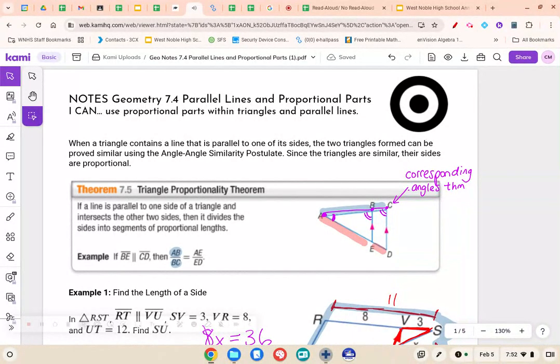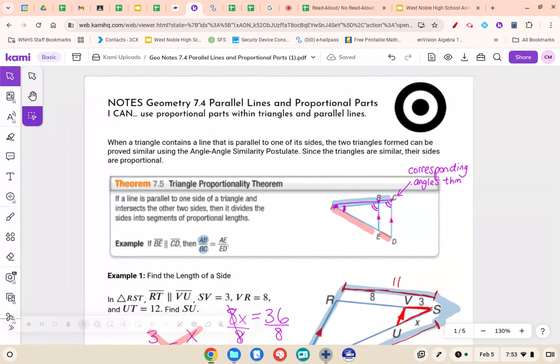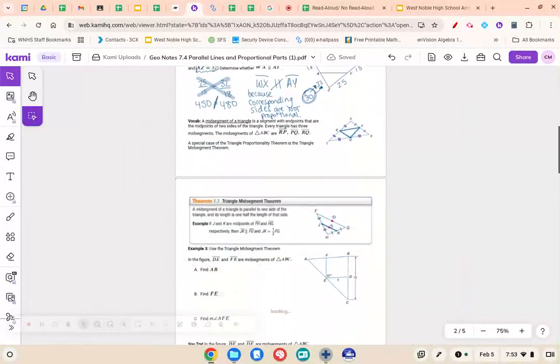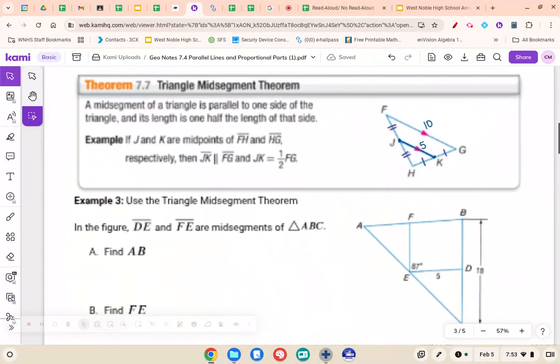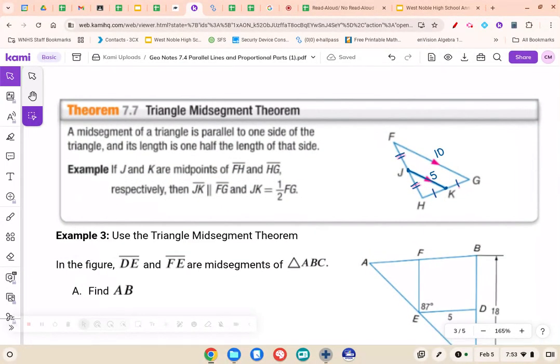Good morning. Today we are covering the second half of lesson 7.4, parallel lines and proportional parts. You guys will be able to use proportional parts within triangles and parallel lines. So we're down here at theorem 7.7, triangle midsegment theorem.